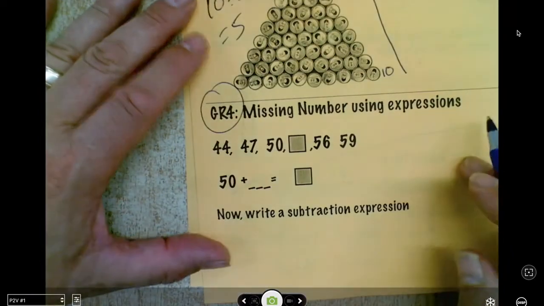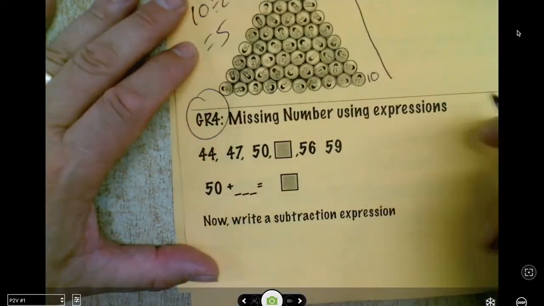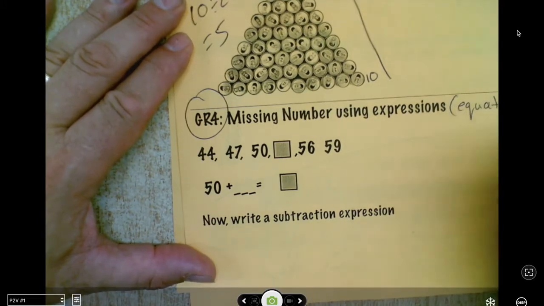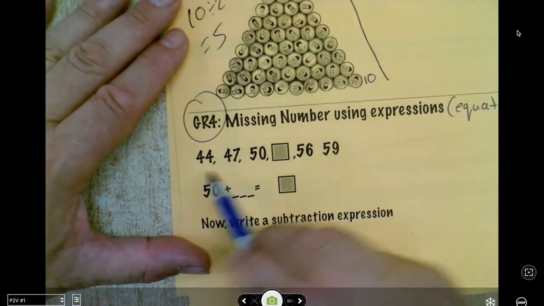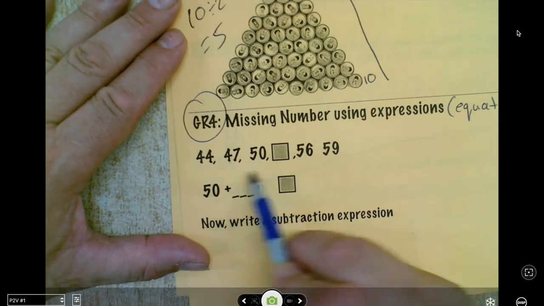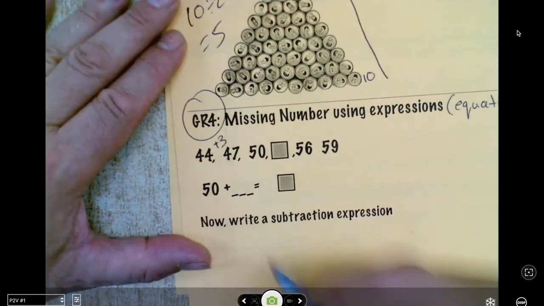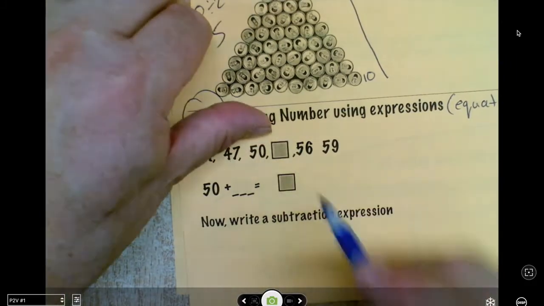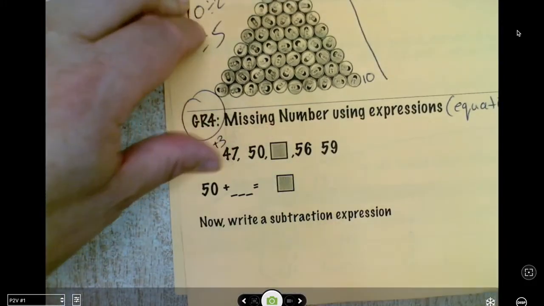Okay, grade 4, it's your turn. Figuring out the missing numbers using expressions, or the other word for expressions is equations. So in this one, I'm looking at the pattern, 44 plus 3 plus 3. So this is a plus 3 pattern. I see the pattern is adding by 3, but I don't know what this mystery box is. So I'm going to make an equation.